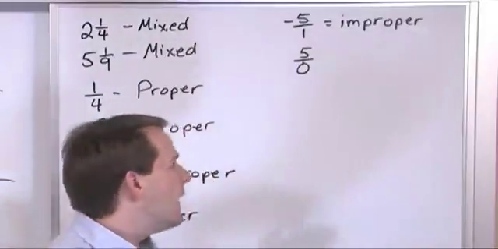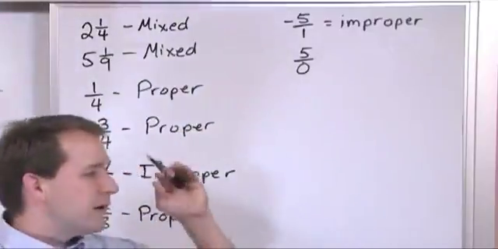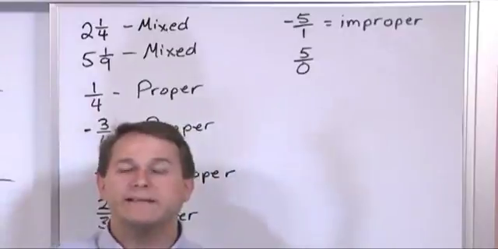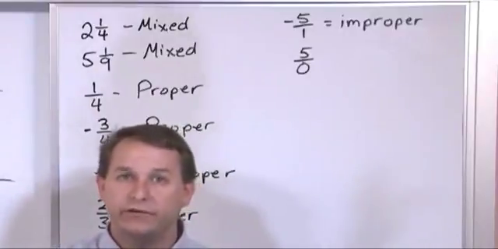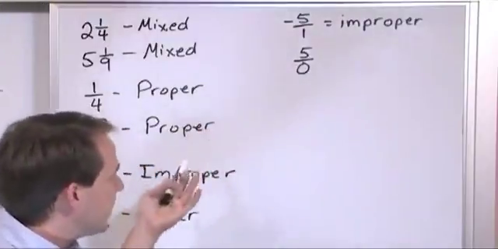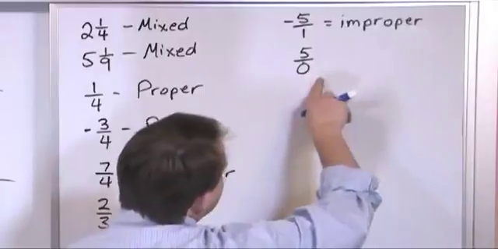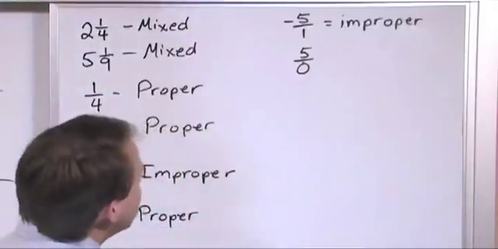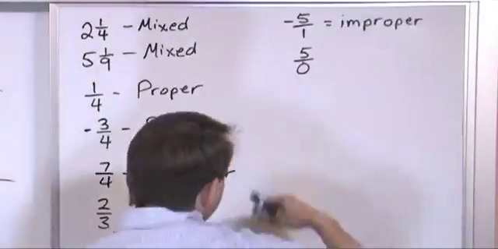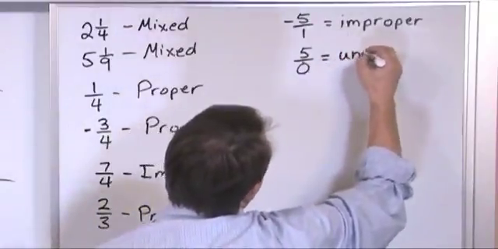Another way to think of it is all fractions are basically division. When you have a number on top and a number on bottom, it's exactly the same thing as writing division. So this is like 5 divided by 0, which is 5 divided by nothing. So anytime you have a 0 on the bottom, you can't divide by 0. You're going to get an error in your calculator. And so what you need to write down if you ever see a fraction with 0 on the bottom is this is undefined.